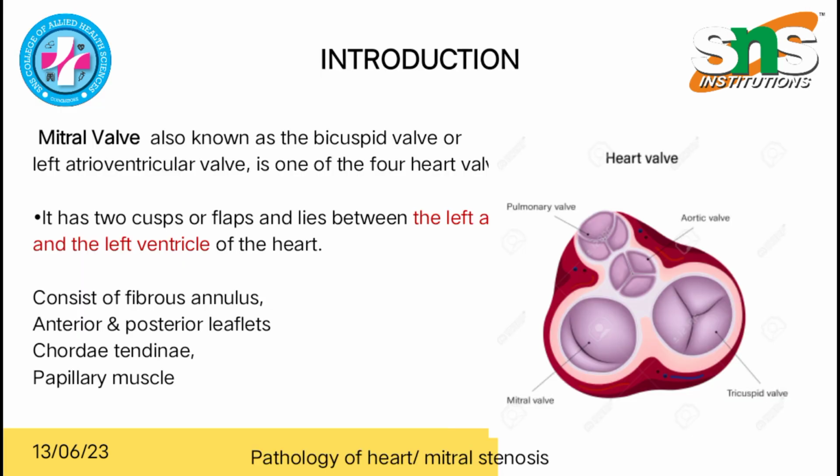Introduction. The mitral valve, also known as the bicuspid valve or left atrioventricular valve, is one of the four heart valves. It has two cusps or flaps and lies between the left atrium and left ventricle of the heart. It consists of the fibrous annulus, anterior and posterior leaflets, and papillary muscles.